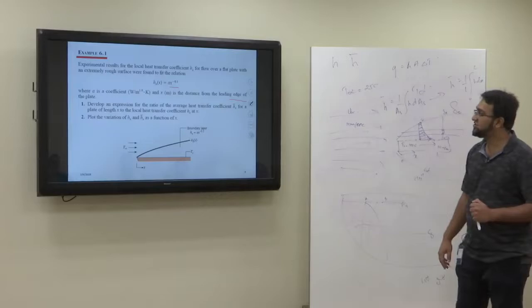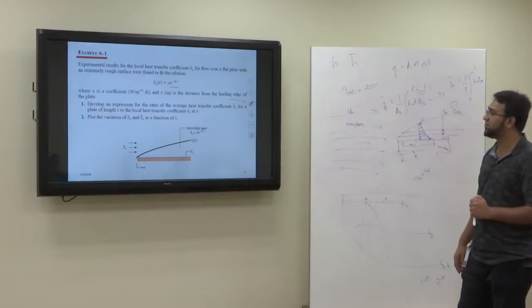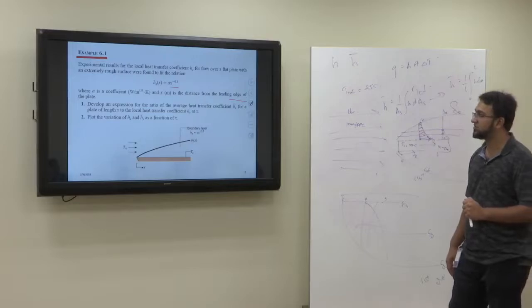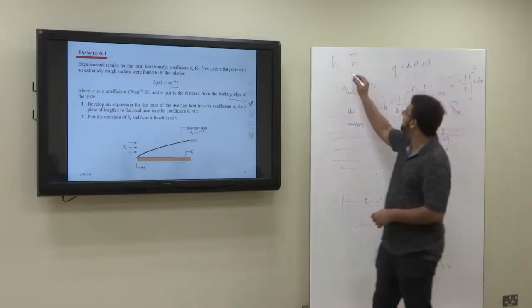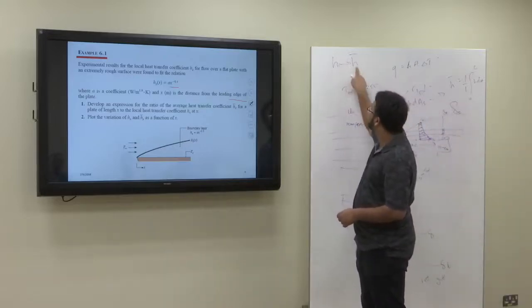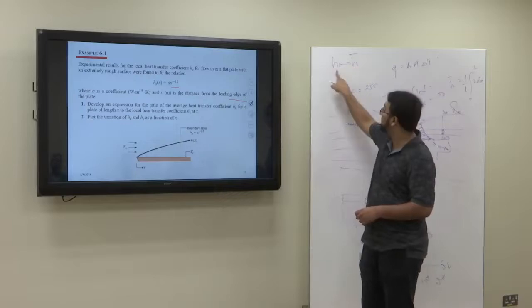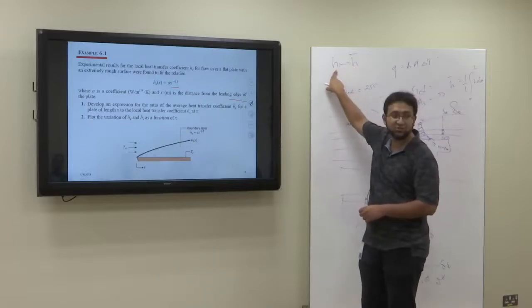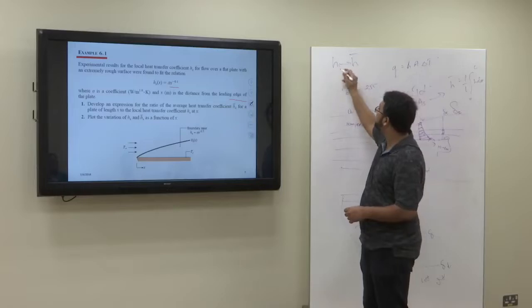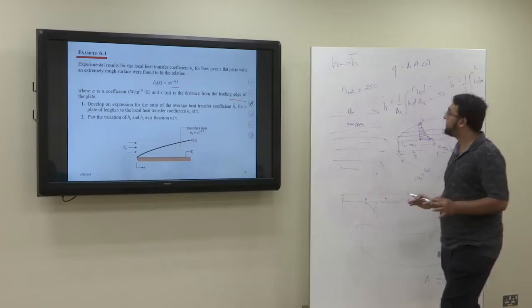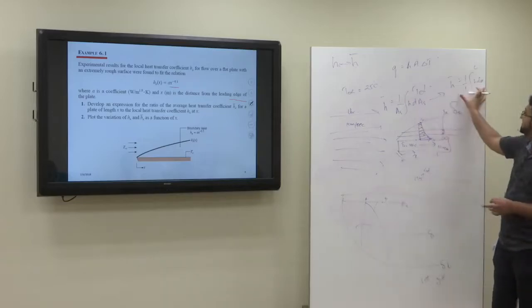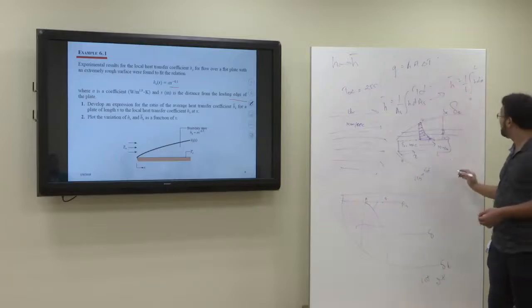Develop an expression for the ratio of the average heat transfer coefficient for the plate of length x to the local heat transfer coefficient at x. So we need to develop a relationship between these. We are given h as a function of x, the local value, but we need to develop a relationship between the average value and the local value. It's very simple. We already have the relationship. We just need to substitute the value.